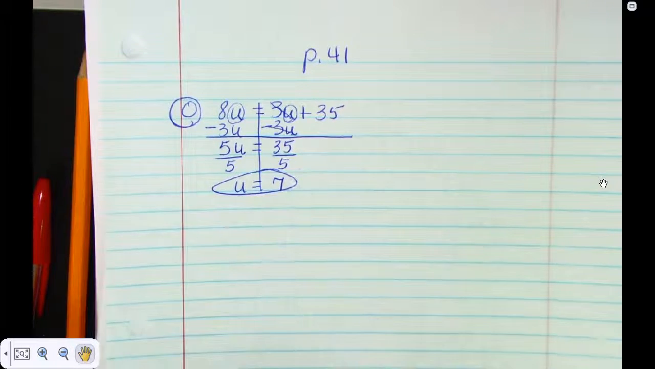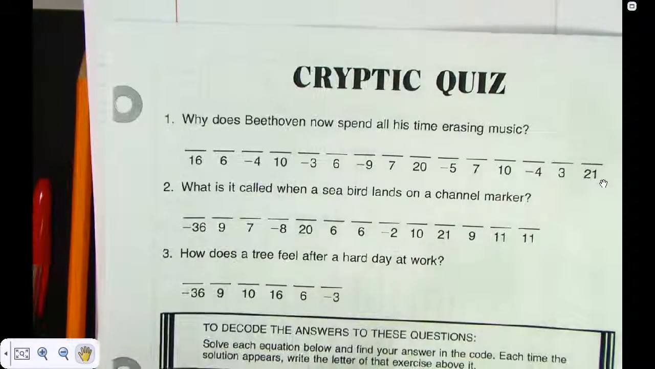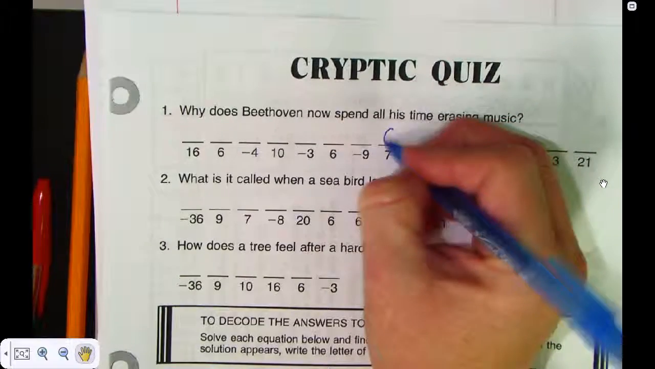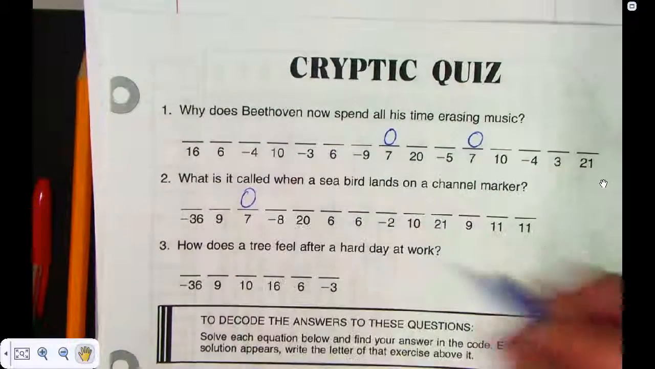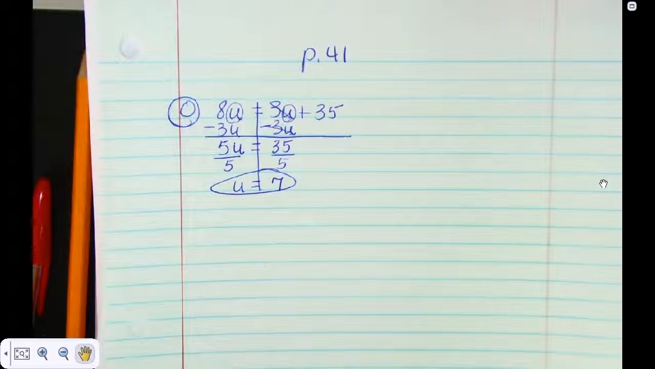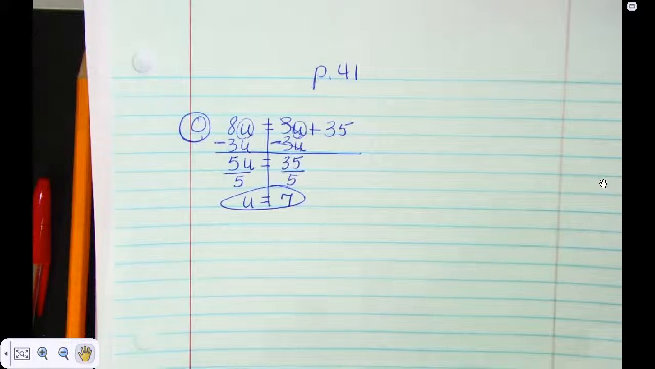So what you do is you take your 7, find 7 in your riddle, and you're going to put an O everywhere you see a 7. O. O. I see 3 O's. Do the riddle as you go. If your answer's not up there, then you're doing something wrong. Okay? That's how you're going to do the front. The back, page 41.